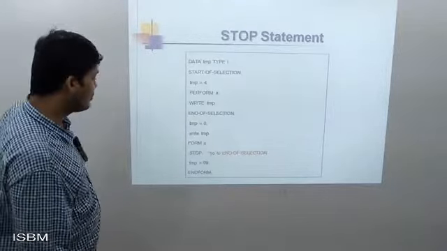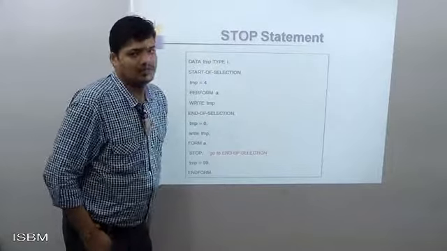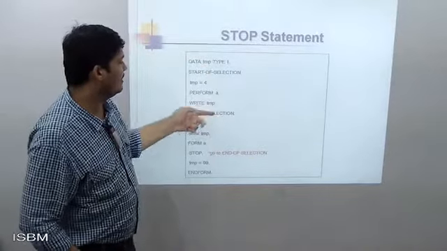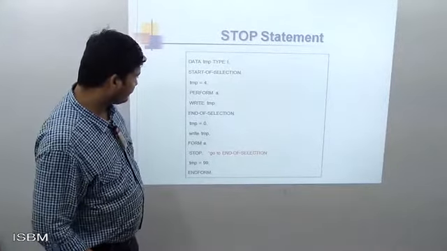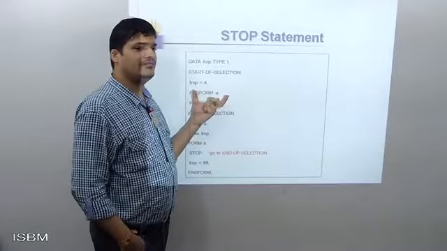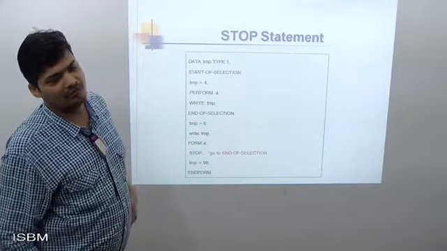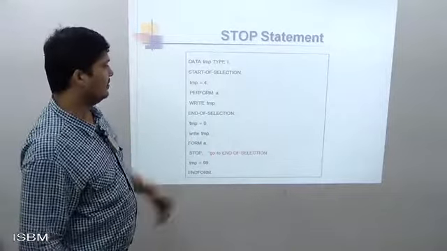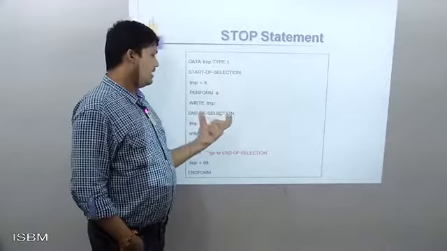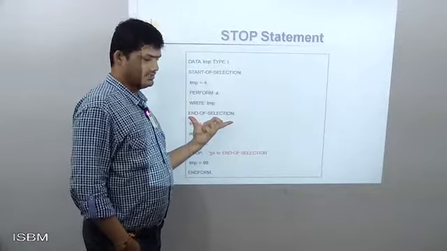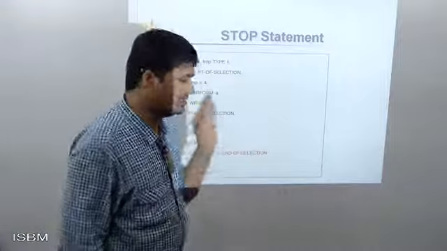Next, the STOP statement. What does the stop statement do? There are two statements: START-OF-SELECTION and END-OF-SELECTION. In the start of selection, we are basically working on the value of the variable. We are fetching the data and assigning some value. These two kinds of work we do in the start of selection. Every start of selection has an end of selection. Always remember that.